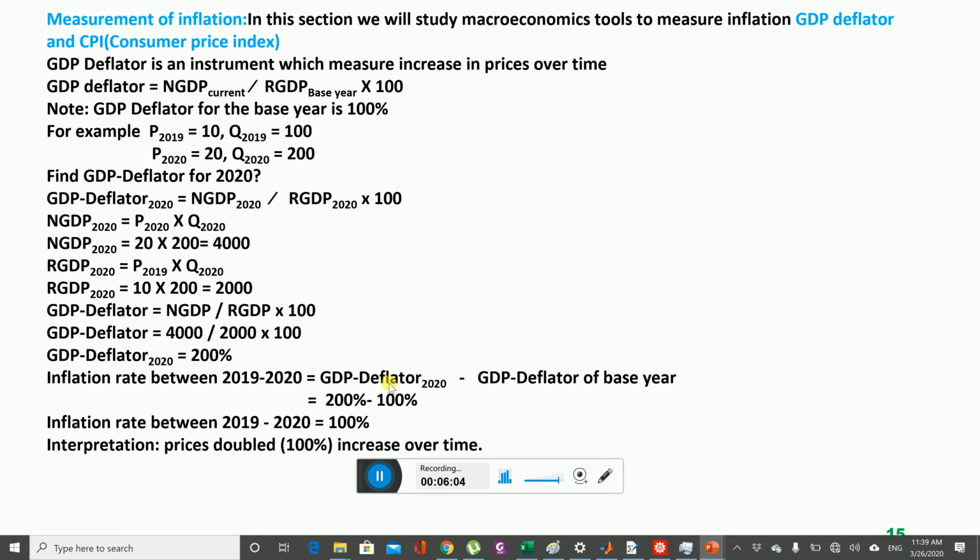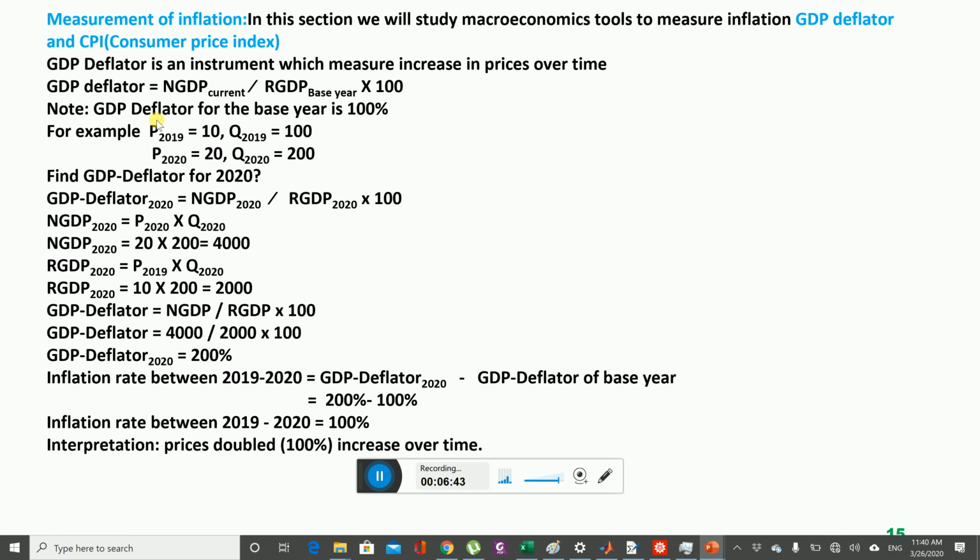We feed in this formula, 200% minus 100%, and we calculate the inflation rate between 2019 and 2020. That is 100%. The interpretation is that in the year from 2019 to 2020 the inflation rate increased by 100%; the price is doubled. This is also very clear: the price in 2019 was 10 and in 2020 it is double, 20. So this is an increase in the overall price.